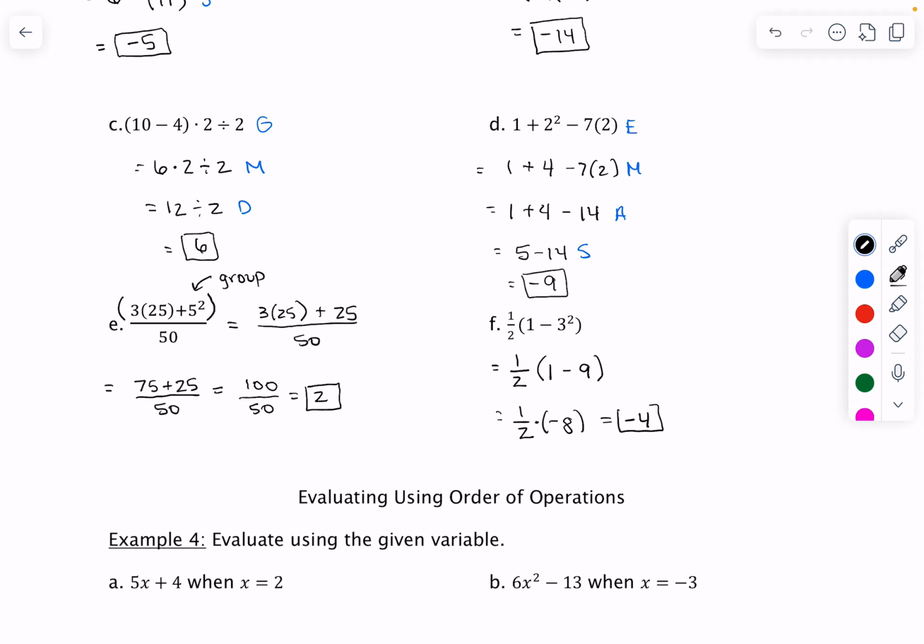And we talked about how if you don't know what 1/2 times 8 is, then you can use your calculator, and how we talked about making sure that you put that 1/2 in parentheses when you put it in your calculator. Okay.